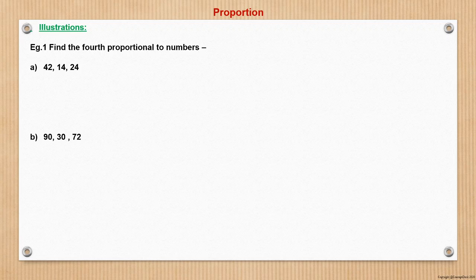Now we will see some very basic level questions on proportion. Here the question is, find the fourth proportional to the numbers 14, 42, 14 and 24. So what does this mean? This means that it is given that 42 is to 14 is proportional to 24 is to x. We have to find the fourth proportional, so the fourth number is missing.